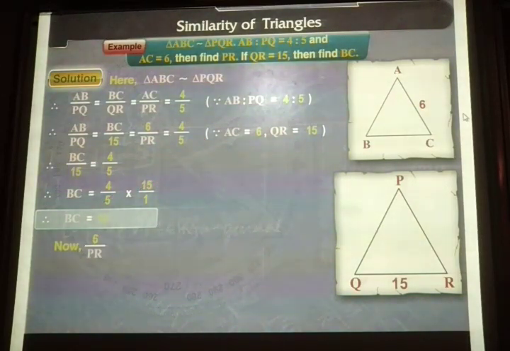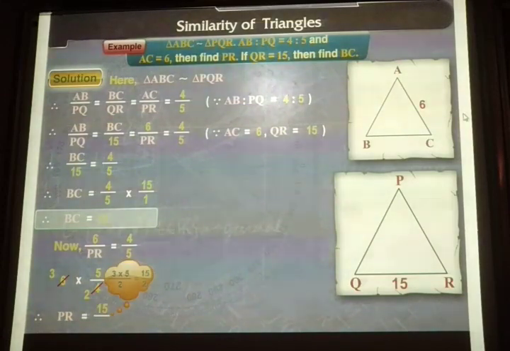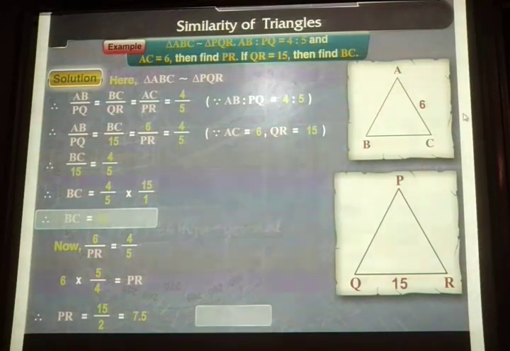Now, 6 upon PR is equal to 4 upon 5. Therefore, PR is equal to 6 into 5 upon 4. Therefore, PR is equal to 15 upon 2, which is equal to 7.5.